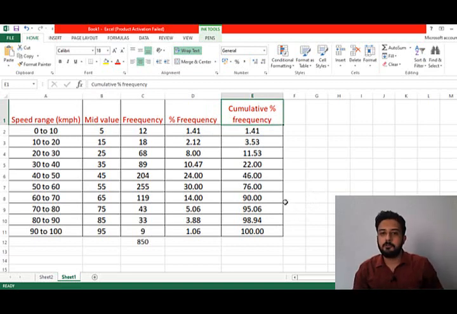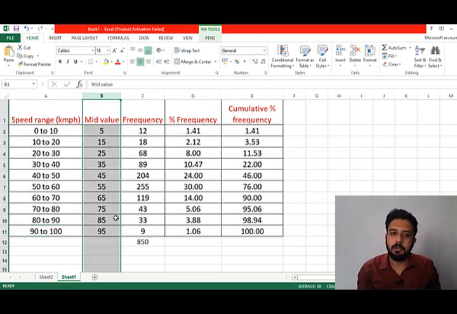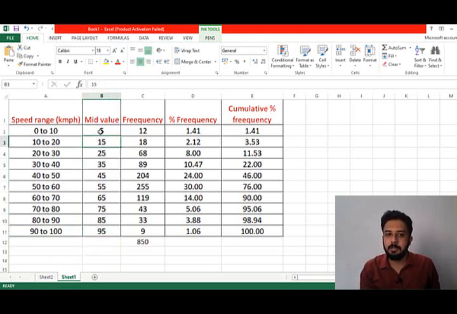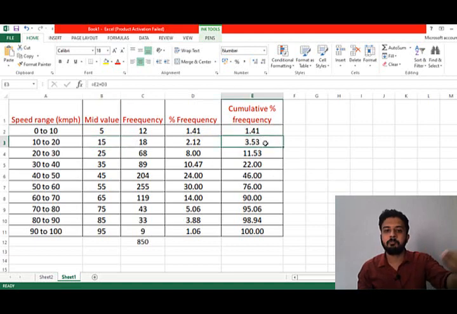Now we can draw the graph by taking this column E on the y-axis. It's a range now; we don't have any particular value. So to put those speed ranges on the x-axis, we use this mid value. So 0 to 10 means the middle value is 5, 10 to 20 the middle value is 15. Corresponding to 5, we are going to draw 1.41. Corresponding to 15 on the x-axis, we take 3.53 on the y-axis. Like that we are going to draw the graph.